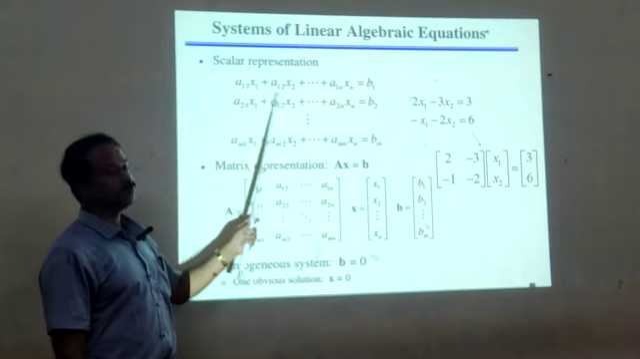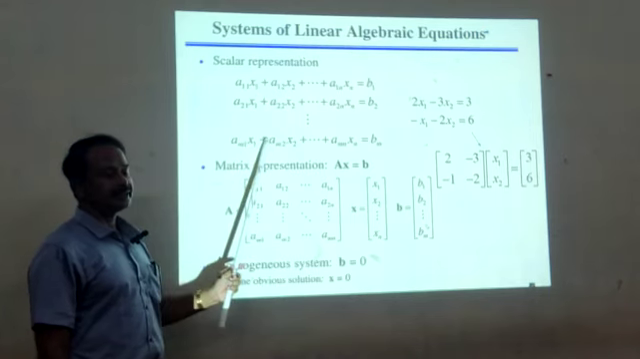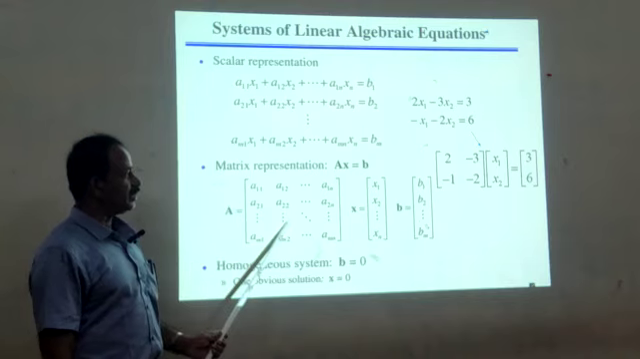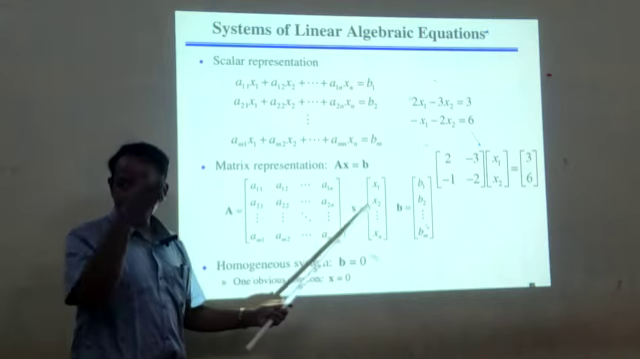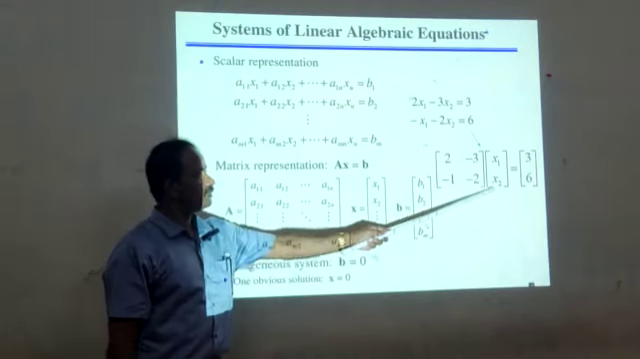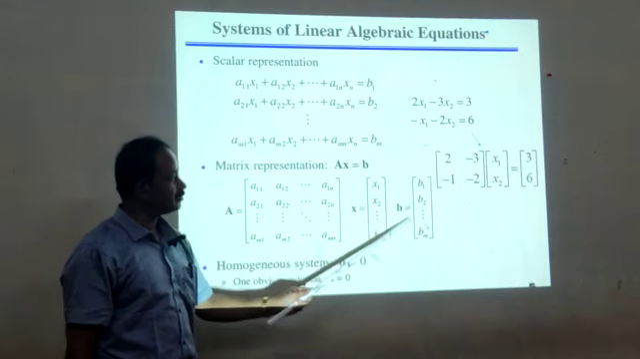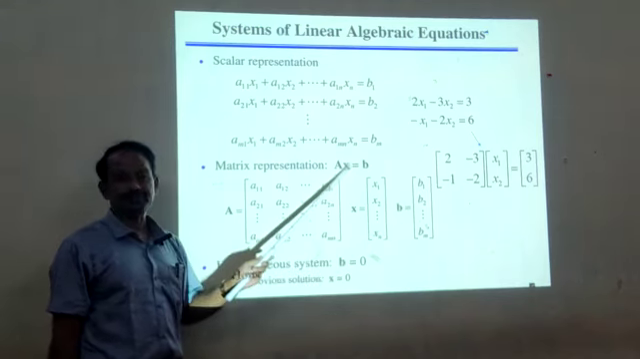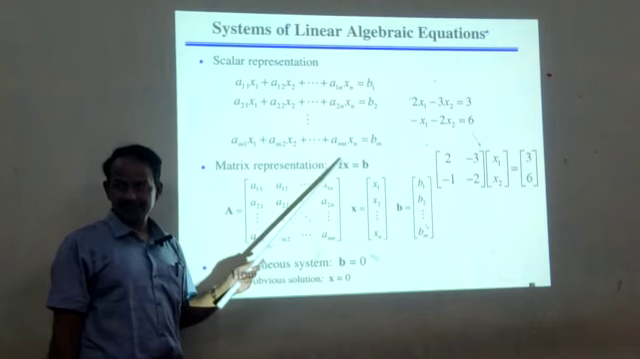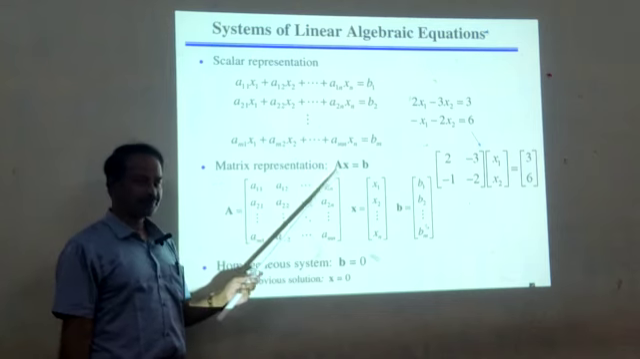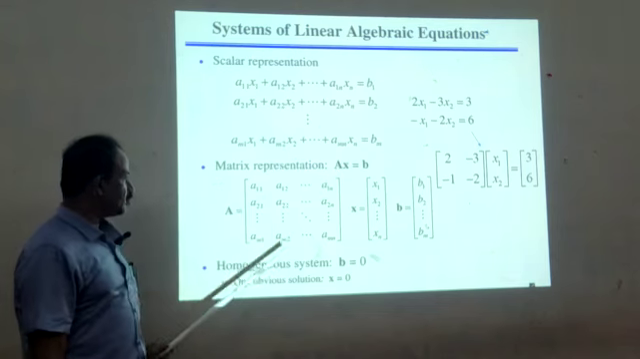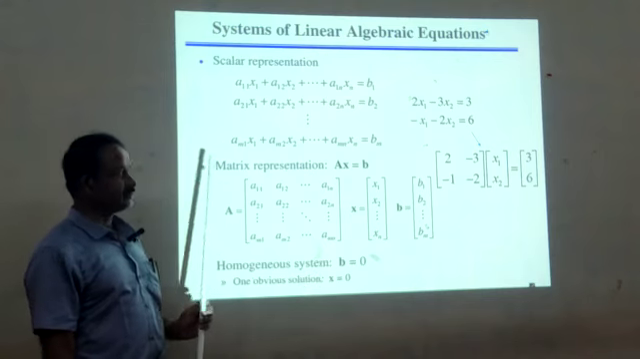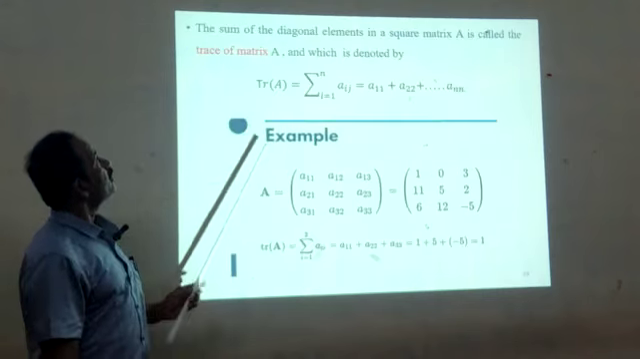A11 x1, A12 x2. We can write these things in terms of matrices. So this will be A, and x, all x represented as a column matrix, that will be your capital X, and this will be B. So AX equal to B. This is the matrix representation of any simultaneous equation. AX equal to B. For the homogeneous case, one obvious solution will be x equal to 0.